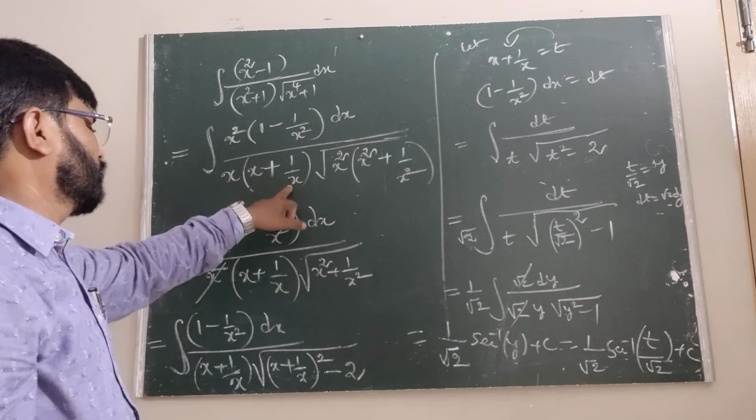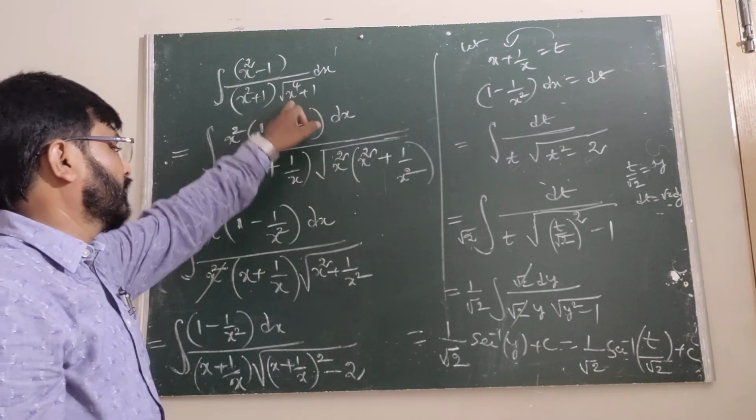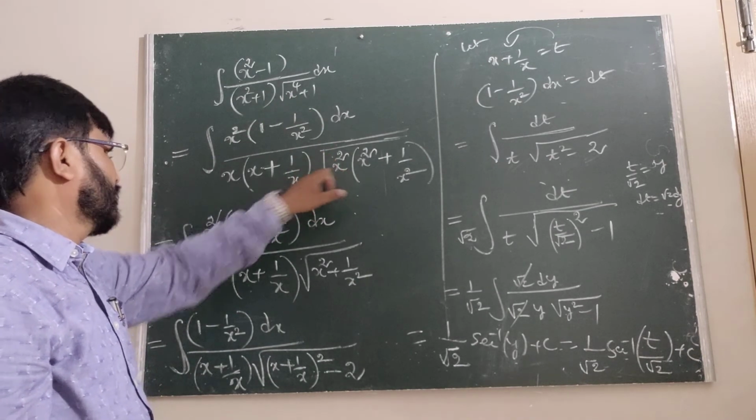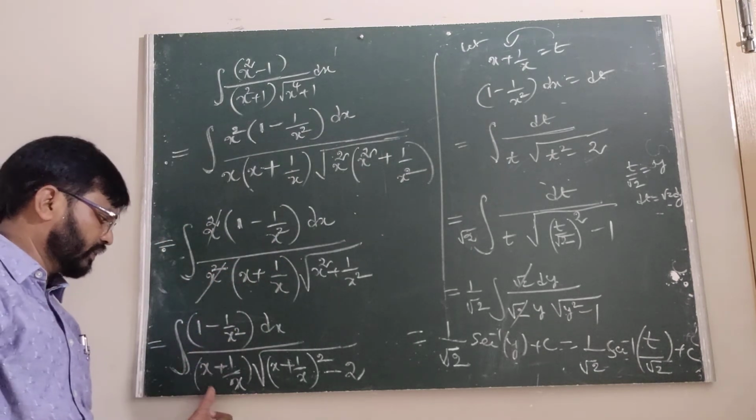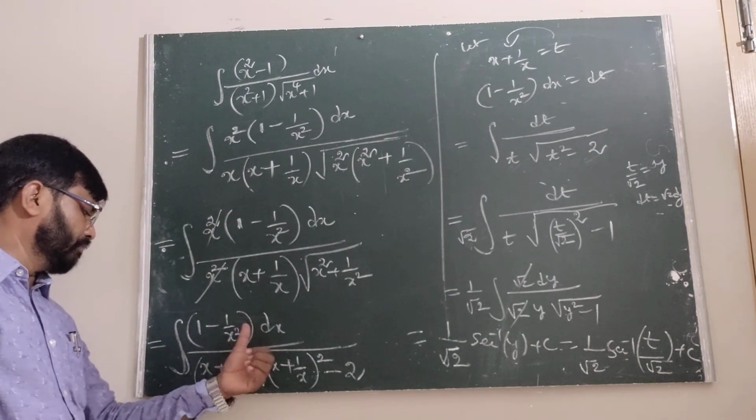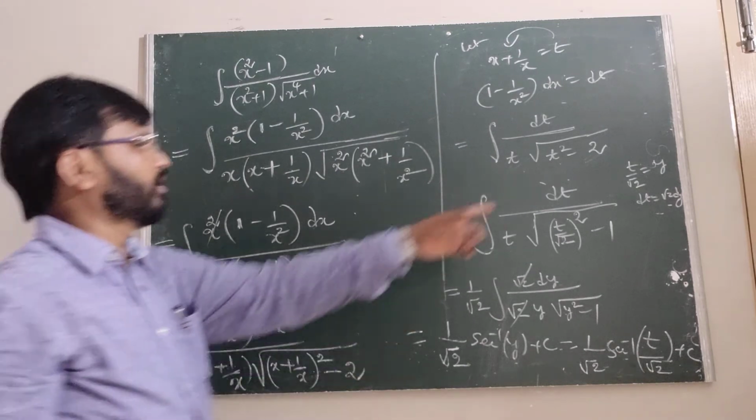Then it will be x plus 1 by x. We are taking under root x square; the square root cancels, x into x is x square. After that, x plus 1 by x will be taken as some t. Therefore, dt by t into t square minus 2.